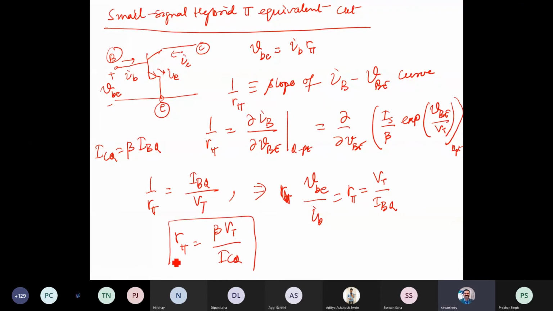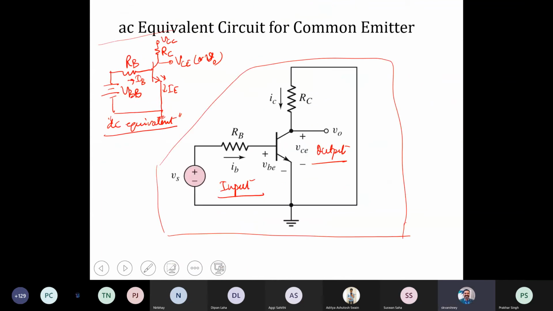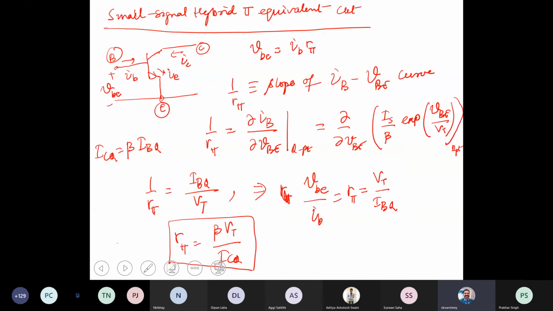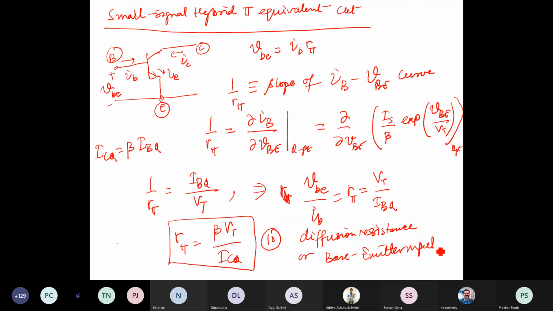Let's write this as equation number 10. We call R pi the diffusion resistance, or base to emitter input resistance.